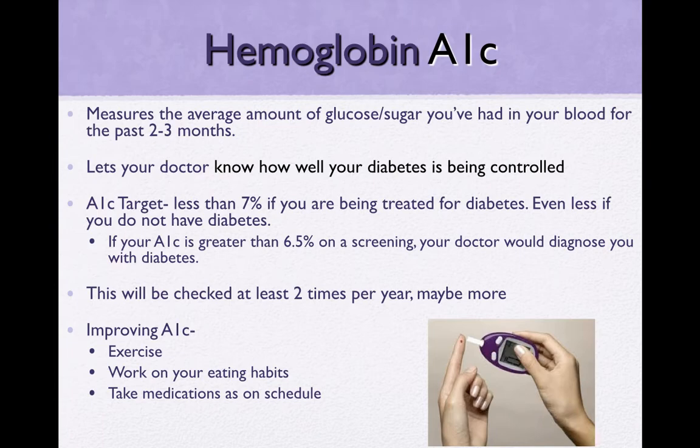If your A1C is greater than 6.5% when you're being screened, then that's how you would actually be diagnosed with diabetes. You should have that checked at least 2 times a year, and if your diabetes is not well controlled, then you'll probably have it checked even more. So you can improve your A1C by exercise, working on your eating habits, and making sure you take your medications on schedule as prescribed by your physician.